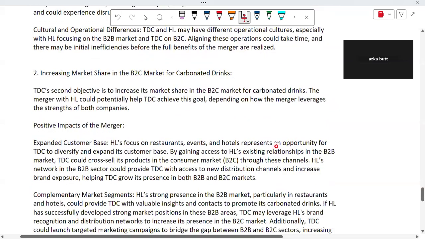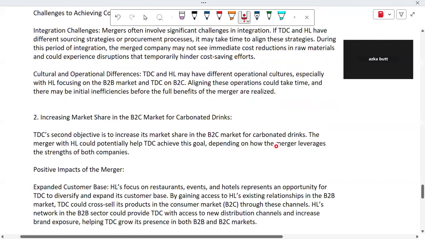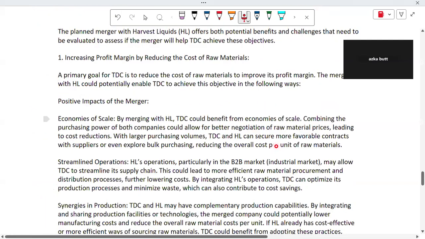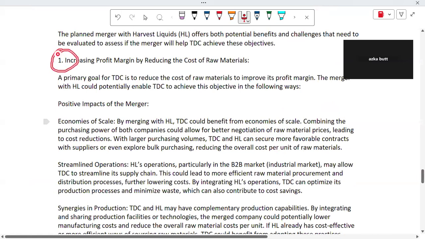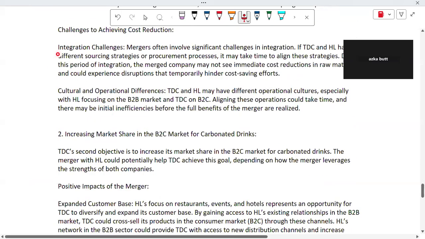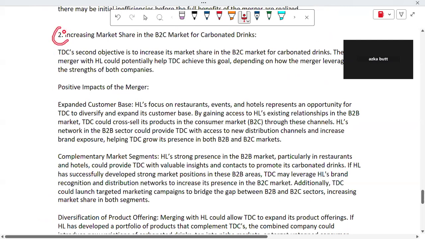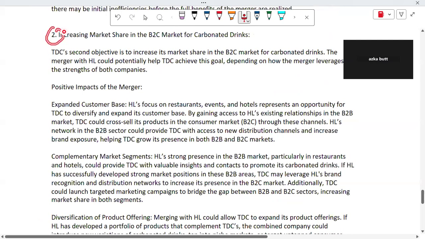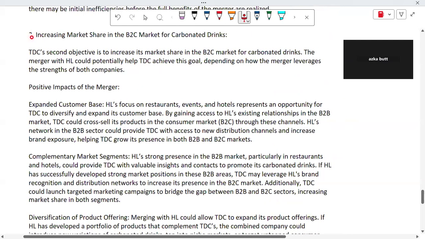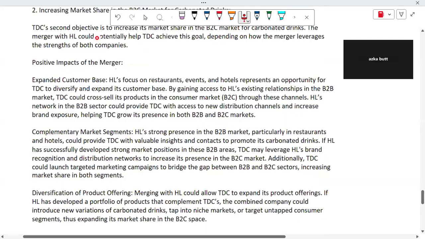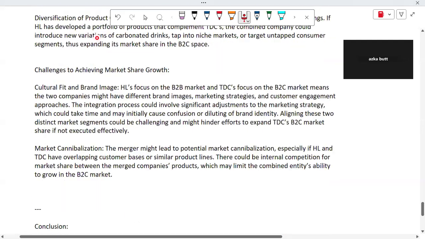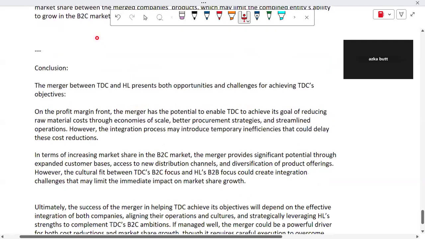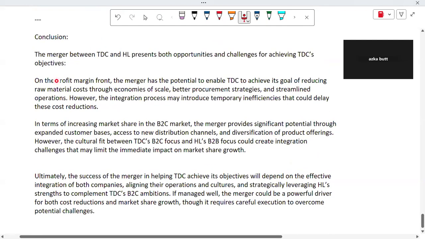Okay, so the second objective is increasing market share in the B2C market for carbonated drinks. So you can write maybe this one, or you can write this one. I have written both. You can just take the screenshot of this second option, increase market share. These are the challenges. Okay, so now we are going to see the conclusion.